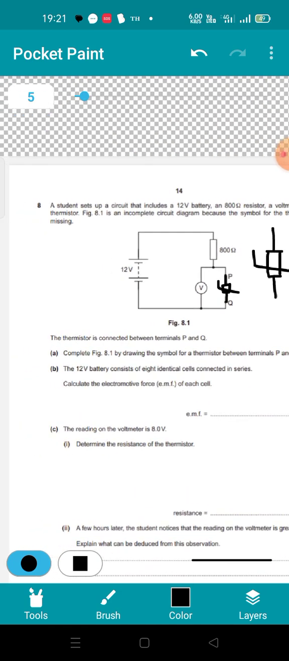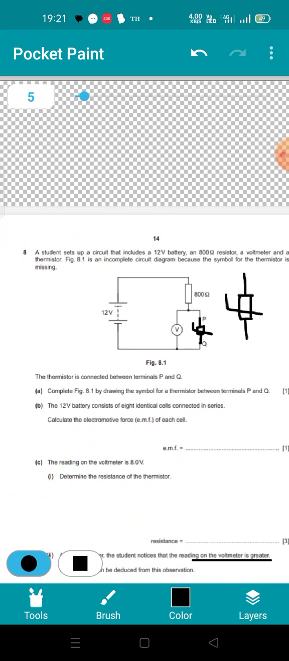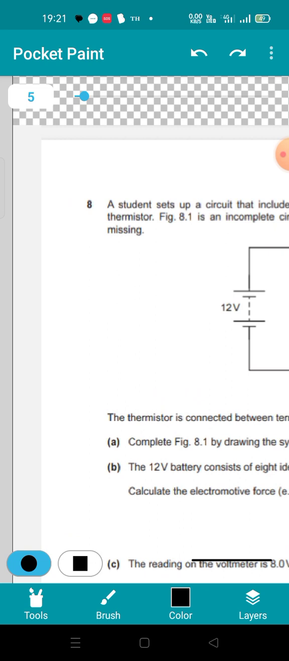Now question B is about the 12 volt battery, and it says this 12 volt battery consists of 8 identical cells. You can see here the keyword is identical, connected in series. Calculate the electromotive force of each cell. In short, electromotive force is EMF of each cell. EMF or electromotive force is similar to potential difference in the sense that it has the same unit, that is volts. But there are certain differences between electromotive force and the potential difference or voltage. However, as far as calculation is concerned, the calculation part remains the same. How we calculate potential difference, in a similar way we can calculate the EMF of a cell.